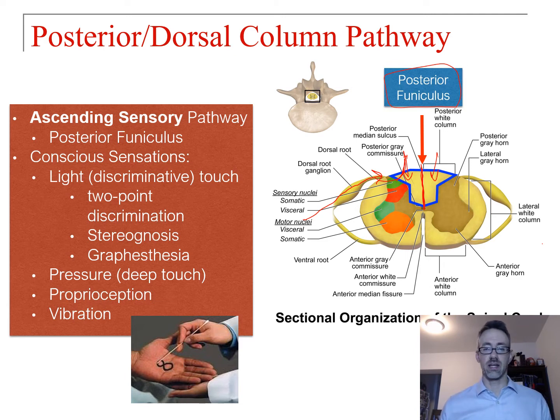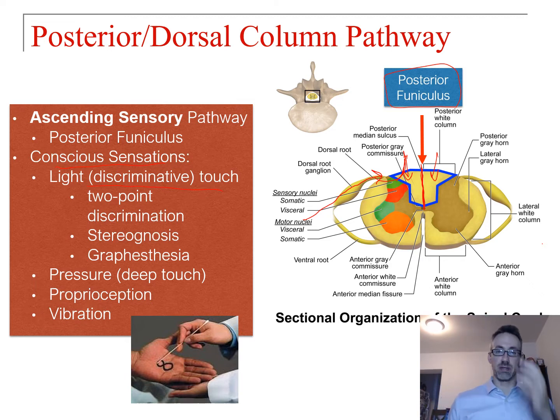Now, in terms of the sensory information that goes into the posterior column, it's specific. We have what we call conscious sensations. So we have what we call light discriminative touch. This is anything from just light touch, but categorized within light touch, we have a couple of other things, like 2-point discrimination.